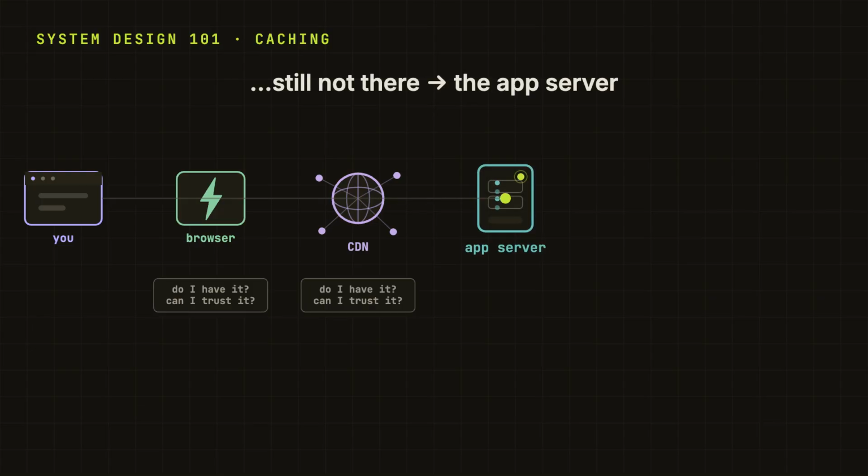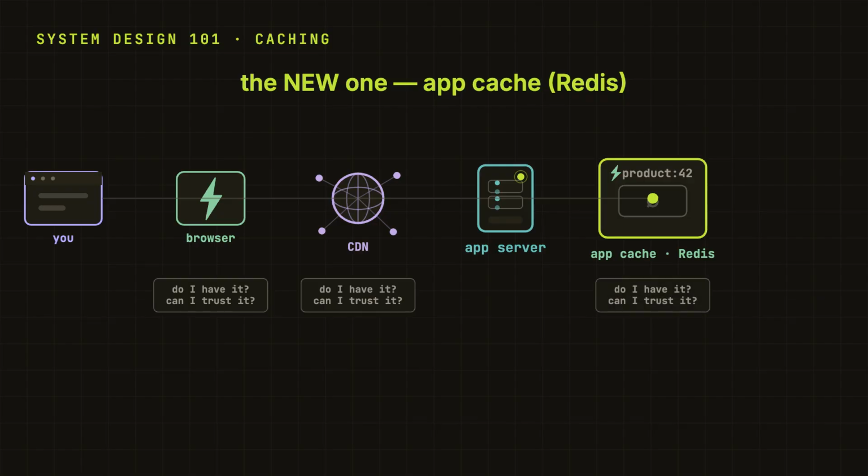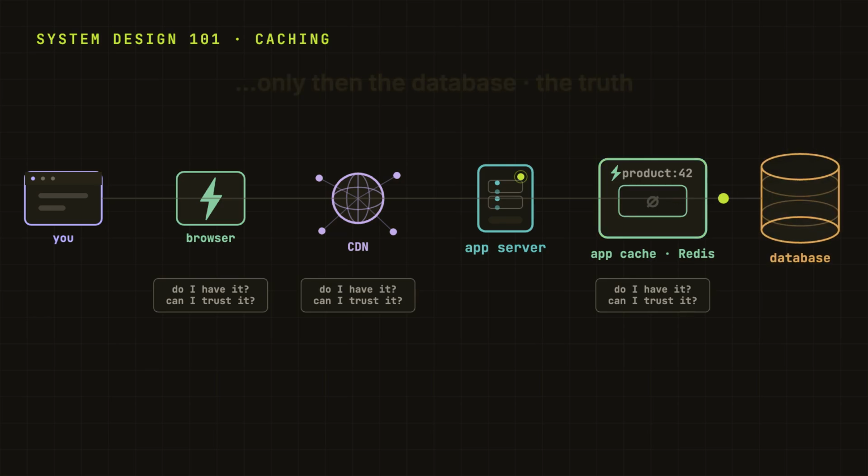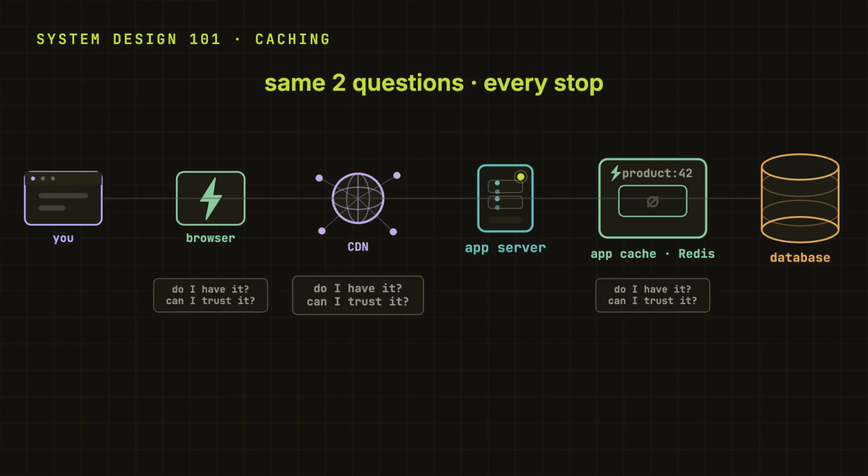And now the new one. The app server does not go straight to the database. It first checks an application cache, usually something like Redis or Memcached, which is just a fast in-memory store sitting in front of the database, shared by all your servers. And only if that misses does it finally hit the database, the source of truth. And here is the thing, at every one of these stops, it is the exact same two questions.